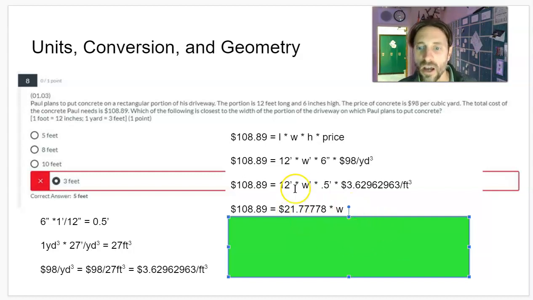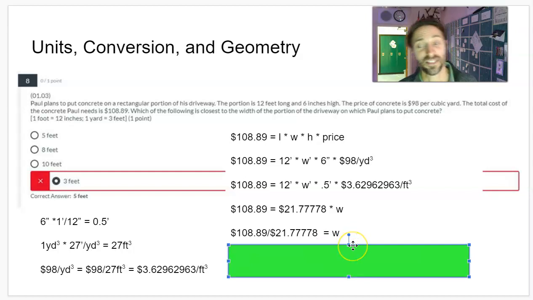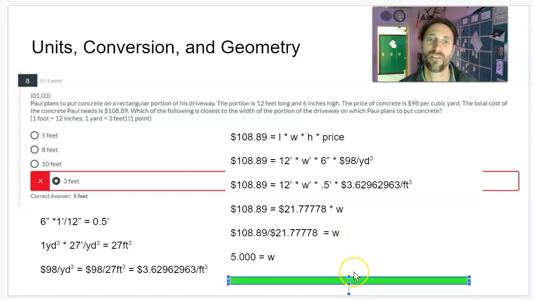Just a quick little thing here. Notice all these apostrophes. There's one with the length, there's one with the width, there's one with the height. Those cancel out with the feet in the denominator of the price. So you end up with a step where the price is equal to a price times some value, which of course is the width of the object. Last step, divide both sides by 21.7778 to find your width, and you get, boom, 5.